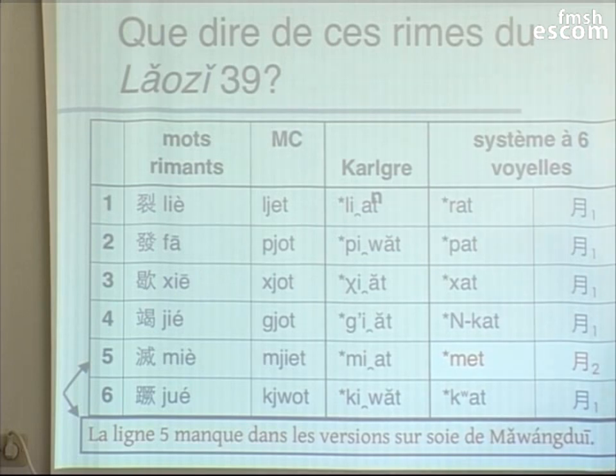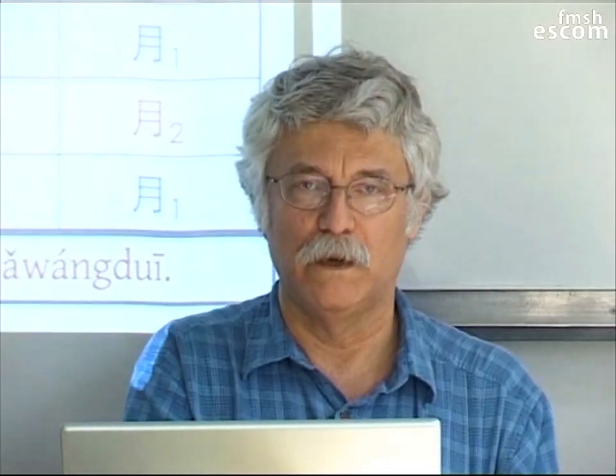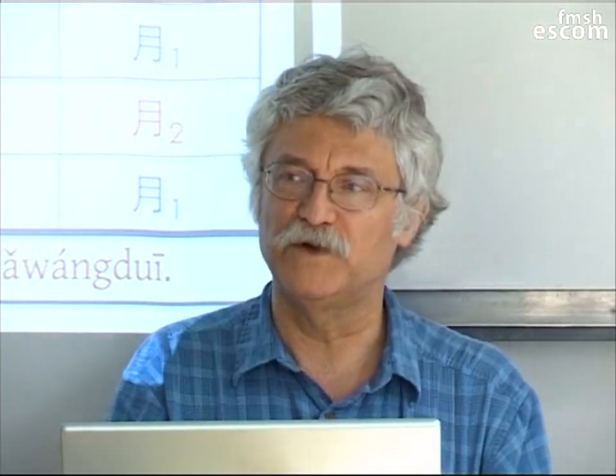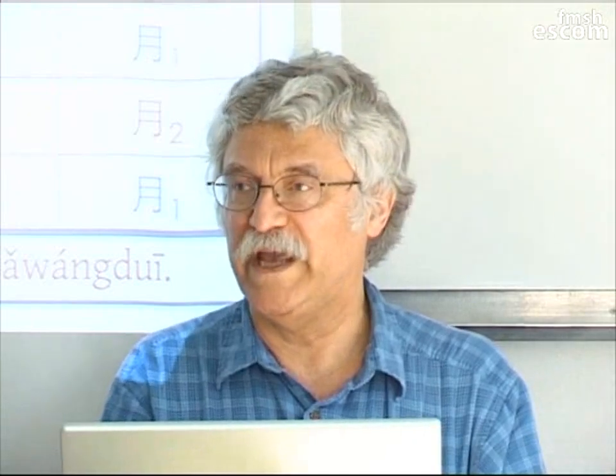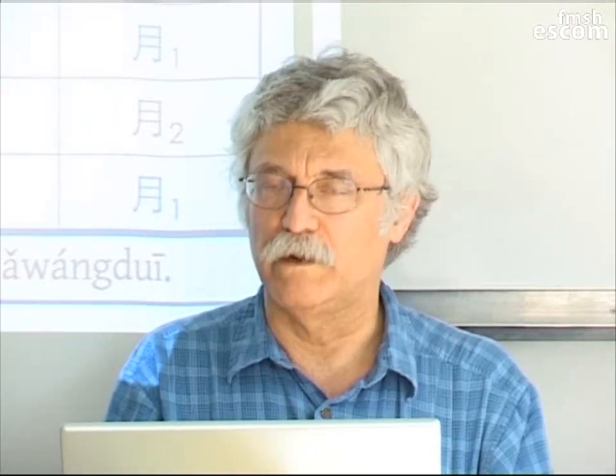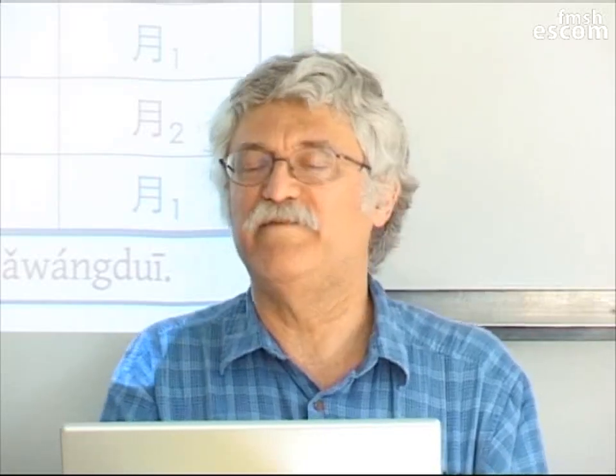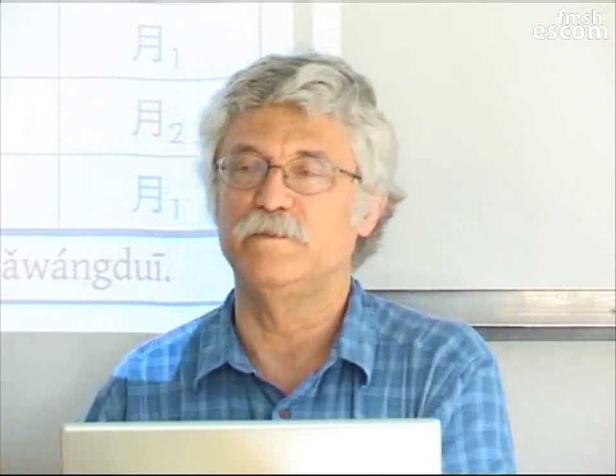First of all, Bill Boltz wrote an article based not on excavated texts, but just upon Wang Bi's commentary. It's a nice paper called something like "The Wang Bi version that Wang Bi never saw." If you look at the modern Wang Bi version of Lao Tzu, this line, which has the suspicious rhyme, is in there. But the point he made was that Wang Bi's annotations normally have something to say about each line, but that one is omitted. So he drew the conclusion that the version of Lao Tzu that Wang Bi had in front of him, that he based his commentary on, lacked this line, even though it has been restored in later versions.